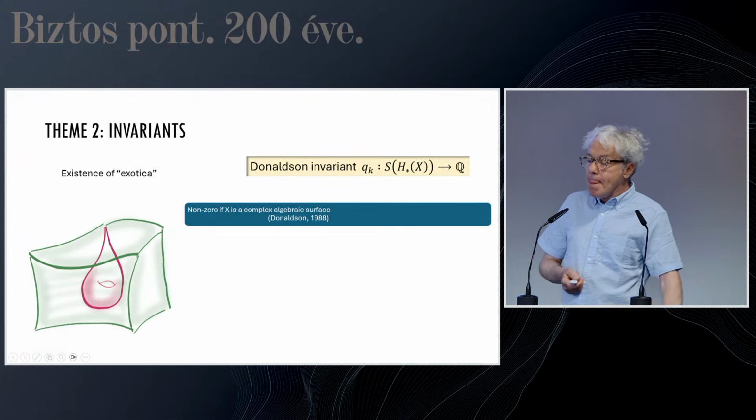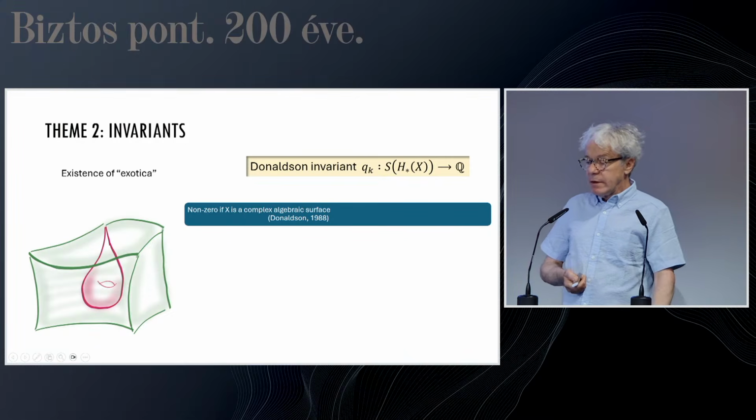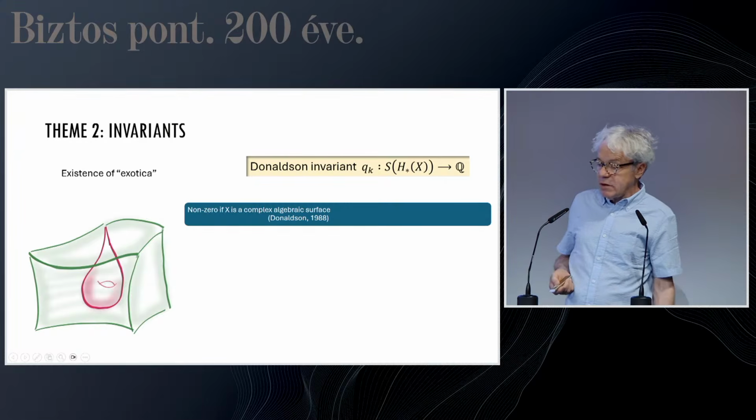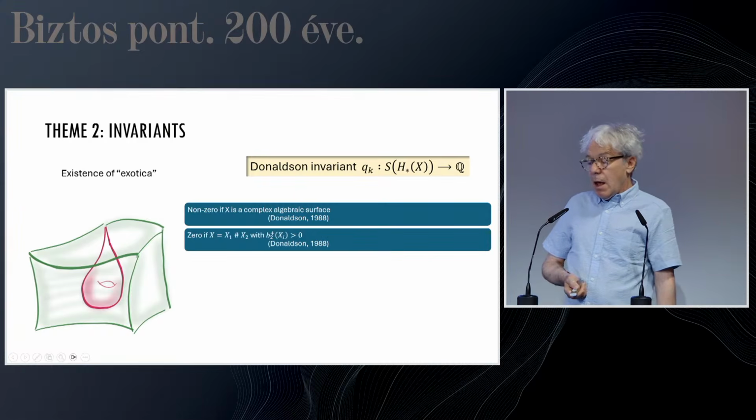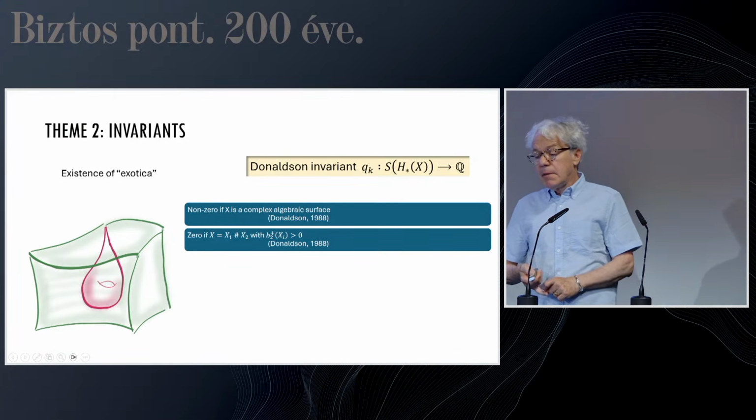Donaldson proved some remarkable facts about this polynomial invariant. In general, it's non-zero if X is a complex algebraic surface. By contrast, it's zero if X can be written as a connected sum in an interesting way.